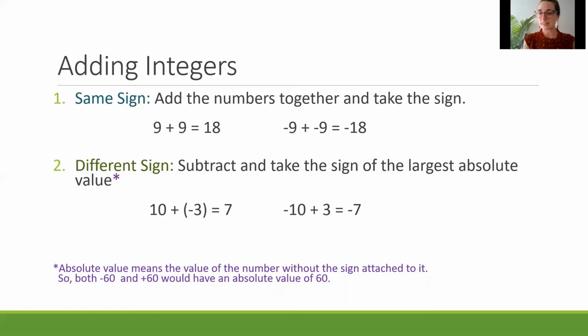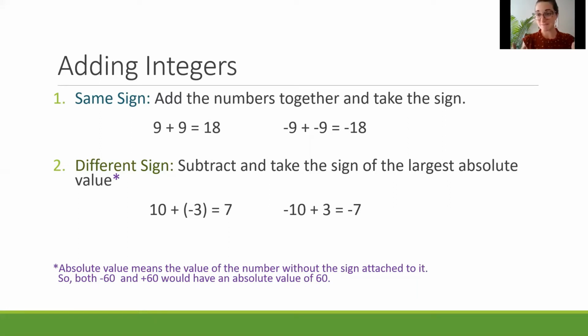If it's a different sign, we have a different set of rules. So for a different sign, you need to subtract and take the sign of the largest absolute value. Okay, so a couple steps here. First of all, what is absolute value? Well, you'll see down at the bottom that it says absolute value means the value of a number without the sign attached to it. So the absolute value of negative 60 and the absolute value of positive 60 are both just 60.